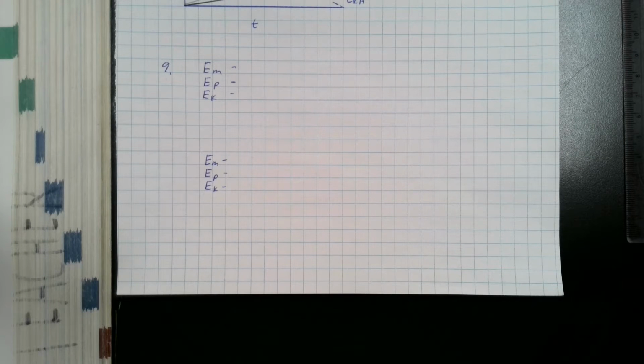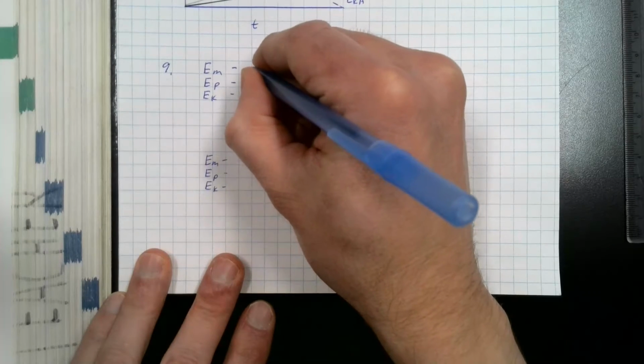Page 323, question number 9. We have two graphs to explain. So let's take a look at our first graph. In the first graph, our mechanical energy is going up.